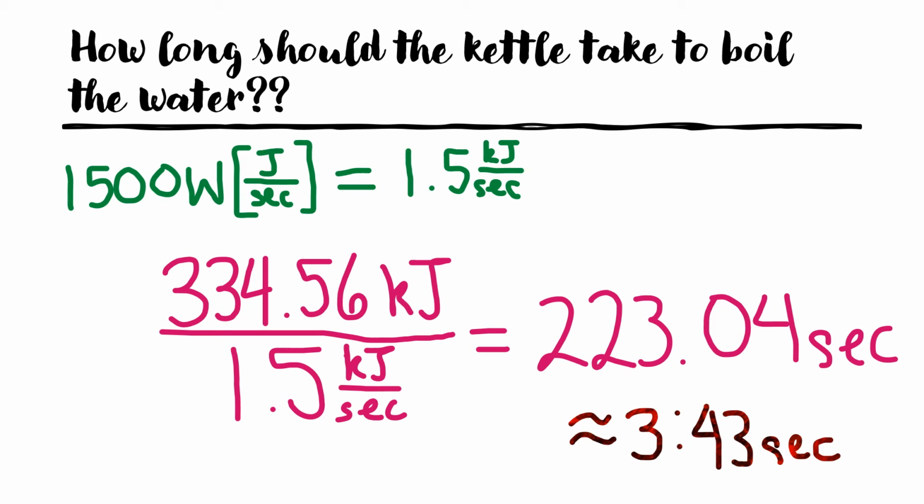Next, we know that the kettle is 1500 watts, which can also be written as joules over seconds. To convert to kilojoules over seconds, we can just add a period right here. And now to find the time, all we have to do is take our heat energy from before and divide that by the wattage to find our predicted time to be 223.04 seconds, or around 3 minutes and 43 seconds.